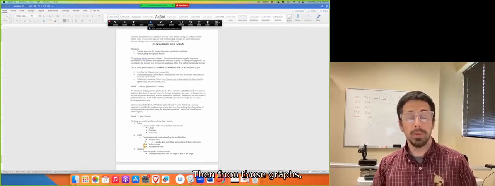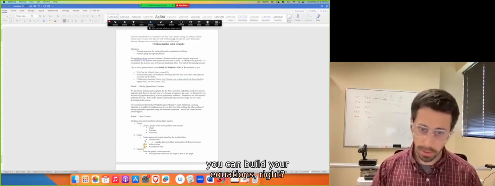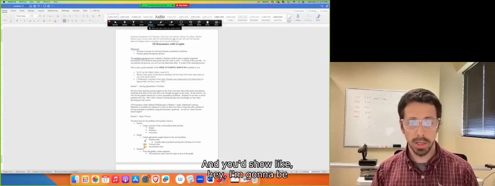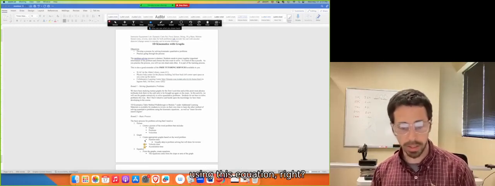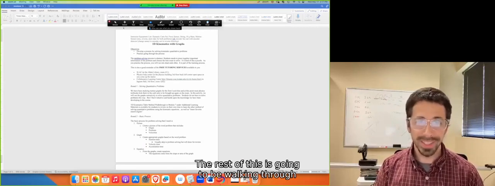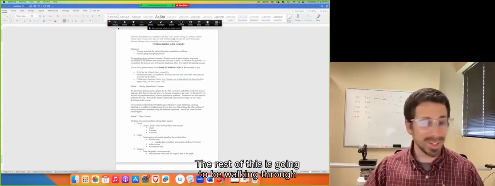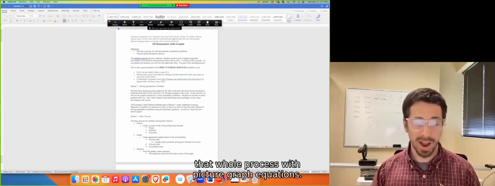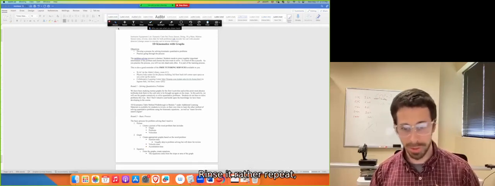And then from those graphs, you can build your equations, right? If you're doing the table process, you'd have a list of knowns and unknowns, and you'd show, hey, I'm going to be using this equation, right? Okay, the rest of this is going to be walking through that whole process with picture, graph, equations, rinse, repeat.